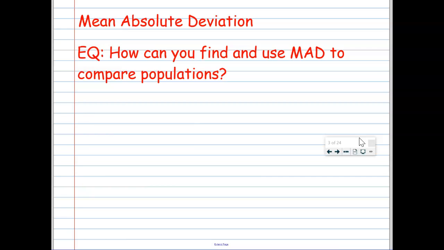Anyway, so we are going to talk about mean absolute deviation. How can you find and use MAD to compare populations?